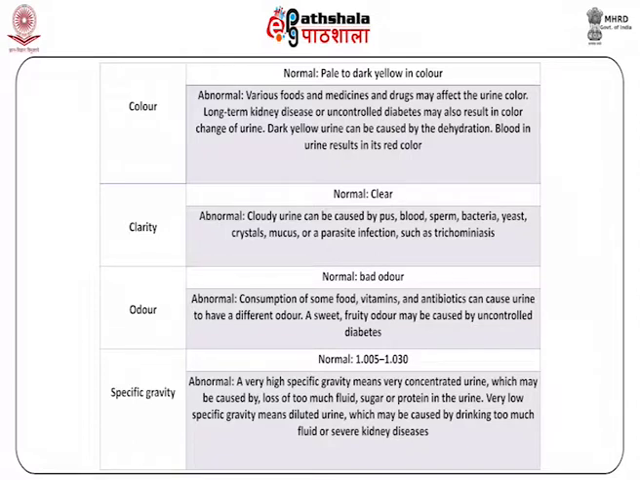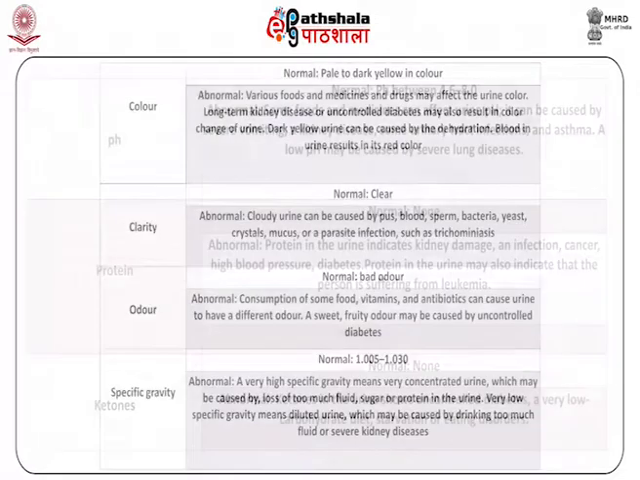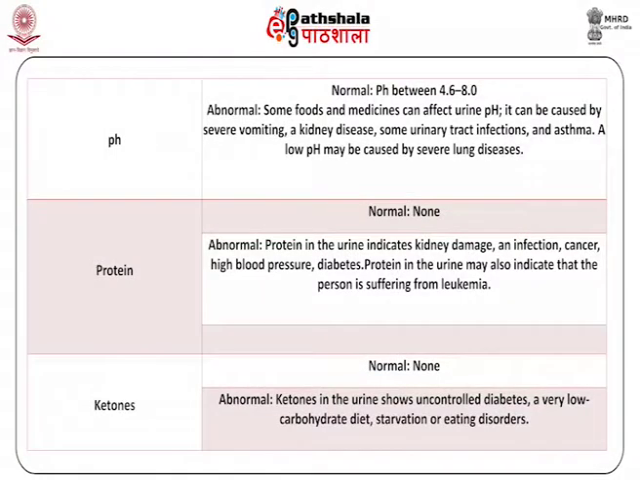Very low specific gravity means diluted urine, which may be caused by drinking too much fluid or severe kidney diseases. Next is the pH. In normal cases, the pH varies from 4.6 to 8, and in abnormal cases, wherein some foods and medicine can affect the pH level, it can be caused by severe vomiting, kidney disease, some urinary tract infection and asthma. A low pH may be caused by severe lung diseases.